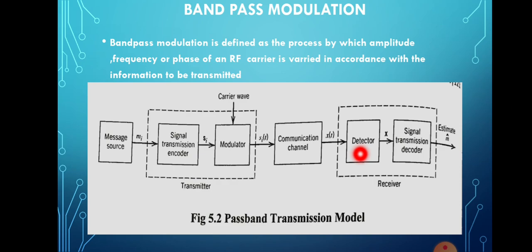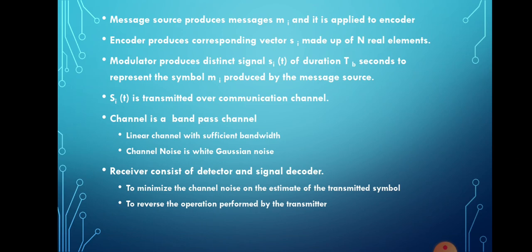Next is the receiver side. It contains a detector and a signal transmission decoder. Whatever processes take place in the transmitter, the opposite processes take place at the receiver. Here is the signal encoder, so there will be a decoder. Here is a modulator, so there will be a demodulator or detector. The receiver performs the reverse operations performed by the transmitter, and its main function is to minimize the effect of channel noise on the estimate of the transmitted symbol.